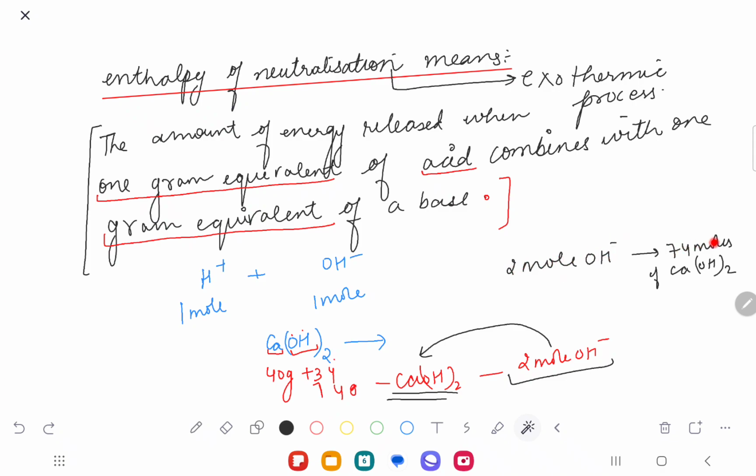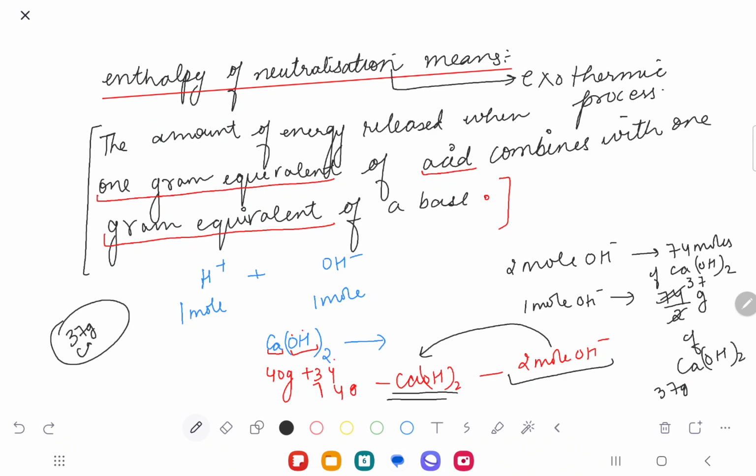But the point is that I need only 1 mole of OH-. So the 1 mole of OH- I will be getting from how much? 74 over 2 grams of Ca(OH)2. And how much is that mass? That comes out to be 37 grams. So a packet which has 37 grams of calcium hydroxide in it would be called my 1 gram equivalent.